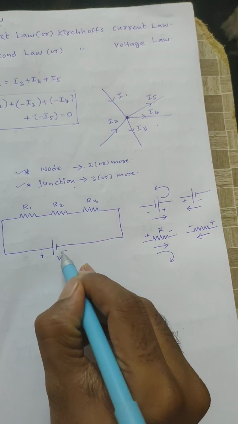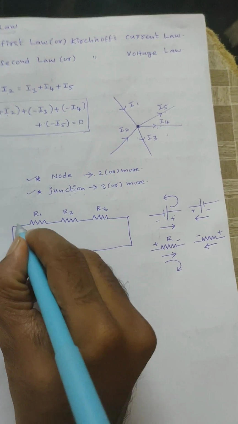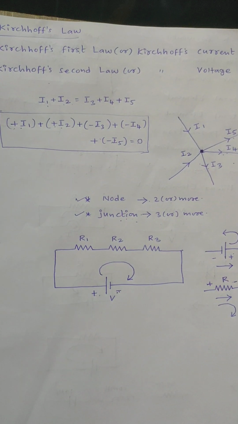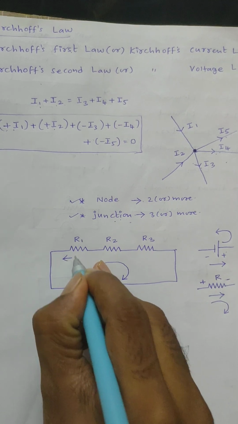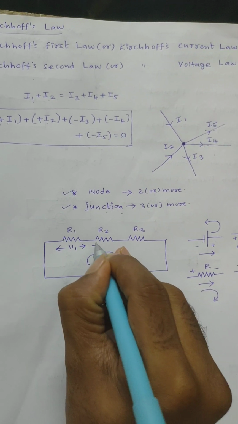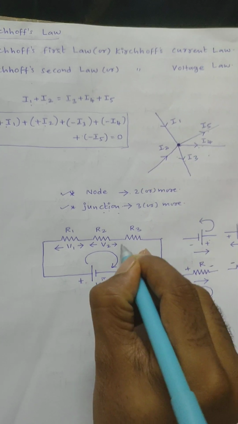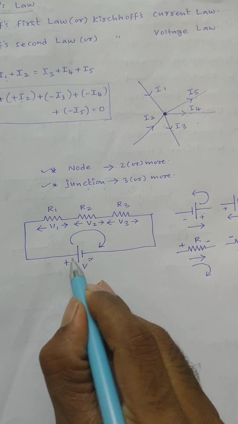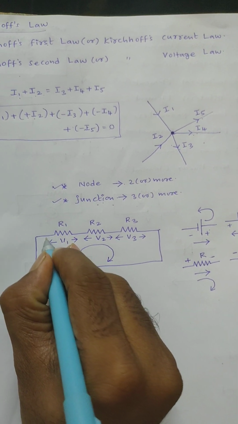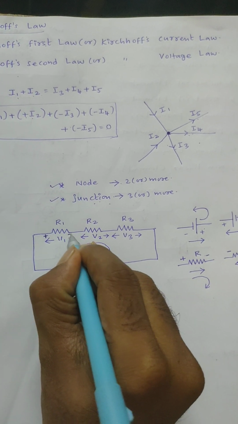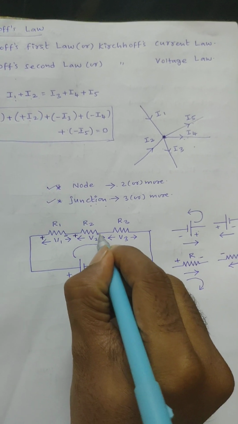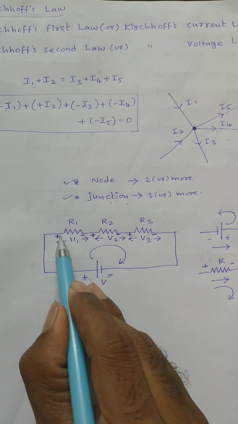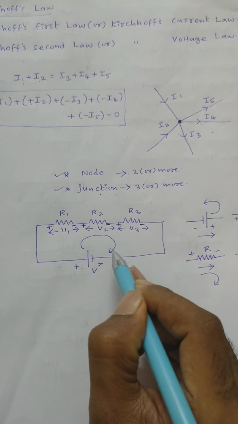Now see here, minus plus, and current I is flowing in this direction, from higher potential to lower potential. V1 is the voltage across the first resistor, V2 is the voltage across the second resistor, and V3 is the voltage across the third resistor. Based upon these terminals, current is flowing in the clockwise direction, so across passive elements the polarities will be clockwise plus minus, clockwise plus minus, clockwise plus minus.